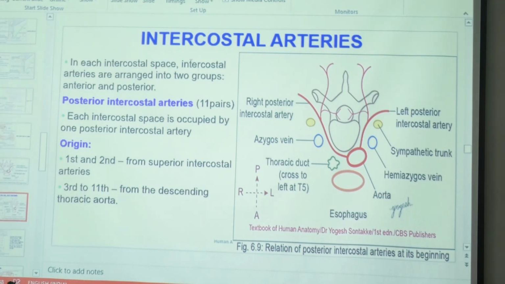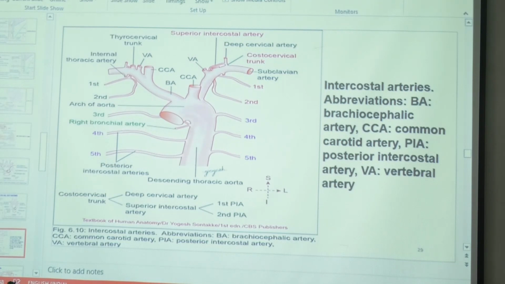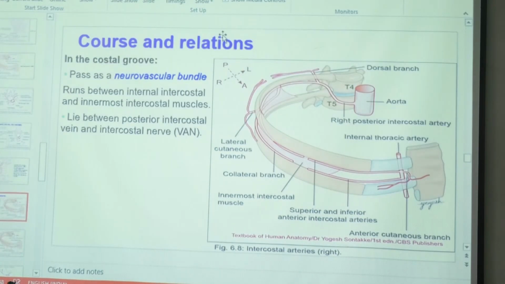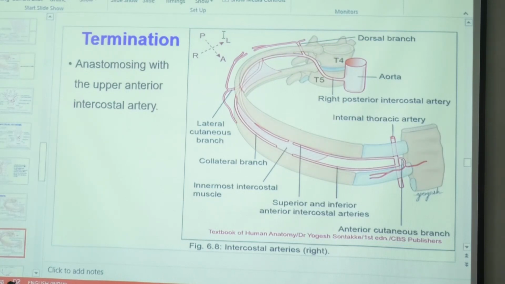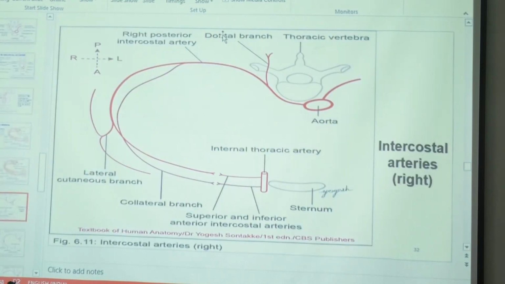Okay, so of the posterior intercostal arteries, the first and second arise from the superior intercostal arteries, and the third to 11th from the descending thoracic aorta. Each intercostal space is occupied by one posterior intercostal artery. See the branches. This superior intercostal artery is a branch from the costocervical trunk, which is a branch of the subclavian artery. From the third, the next branches come from the descending thoracic aorta, and the first two are branches of the superior intercostal artery. They pass along the intercostal space and then anastomose with the upper anterior intercostal artery. This is the termination. Here you can see the course.